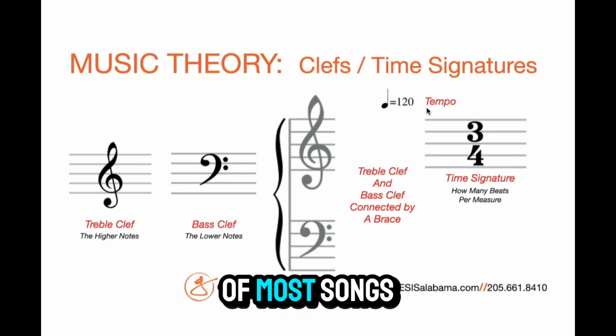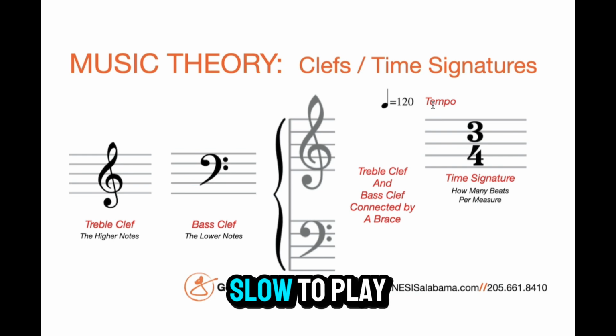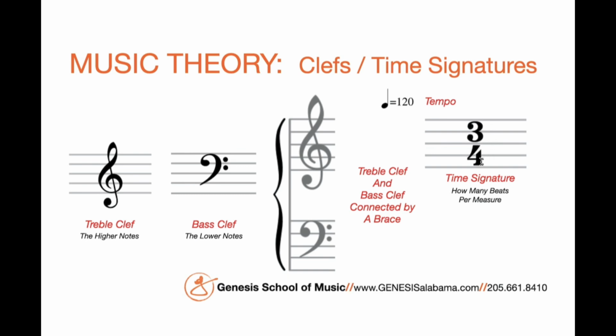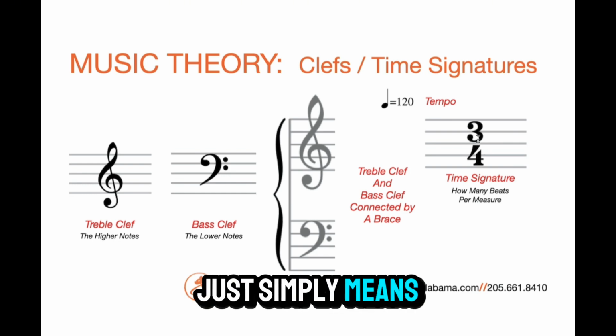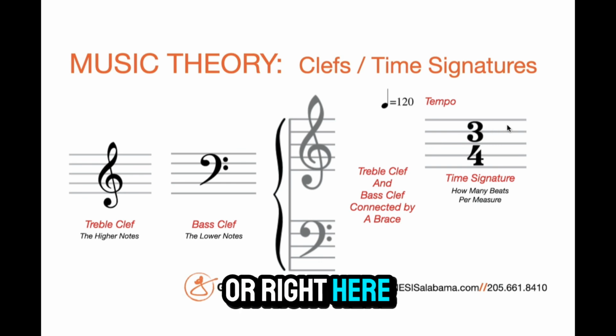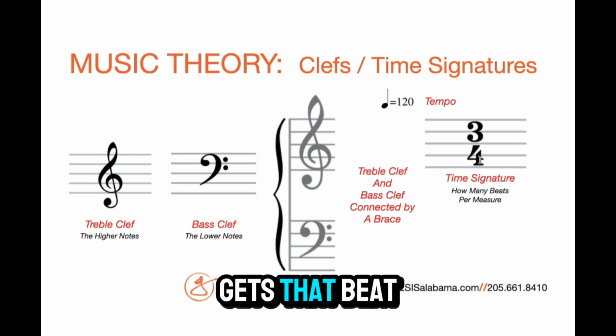At the top of most songs, you'll see a little note right there with the numbers that tells us how fast or slow. It's called the tempo. How fast or slow to play the song. And the numbers at the very beginning of every song that you ever see, there's always 2 numbers, a 3-4 or a 4-4 or maybe a 6-8. Most songs are just 4-4. Most songs that you hear on the radio or you may sing at church or at a concert, it's usually 4-4. That just simply means 4 beats per measure, or right here it would be the 3 beats per measure. The bottom 4 tells us that the quarter note gets that beat.